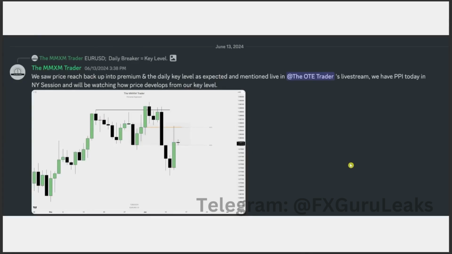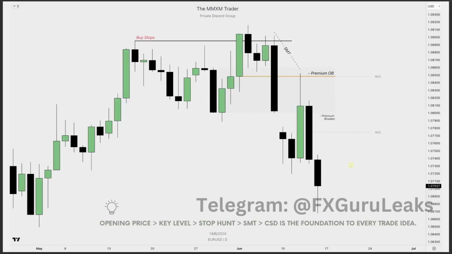Another slide here of the Discord, the call out, right? We called out the daily breaker, that is the key level. We want to see price go down from here, right? Just like I outlined in the previous slide, we need to have a key level, and price eventually went lower from this area, obviously. Now if we zoom in a little bit more on this chart, right?